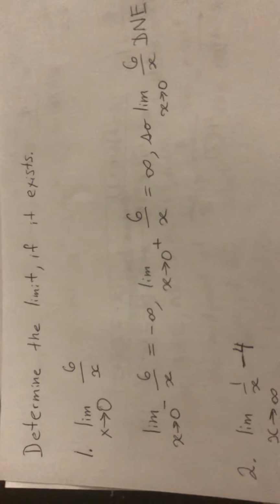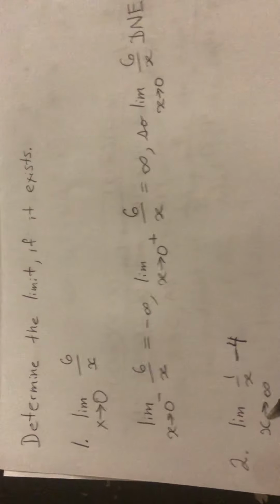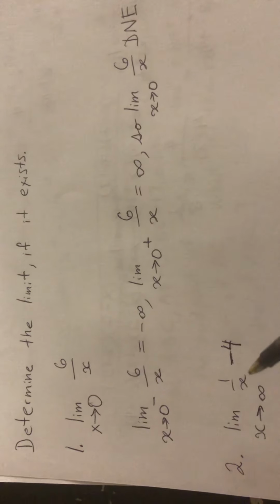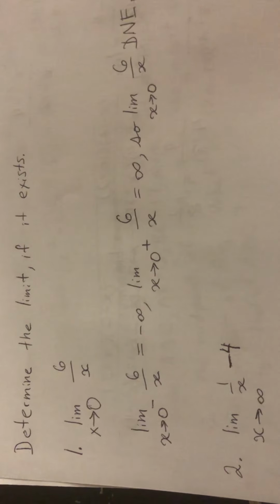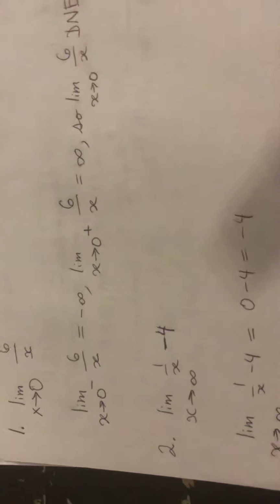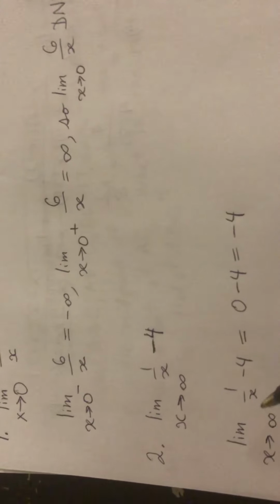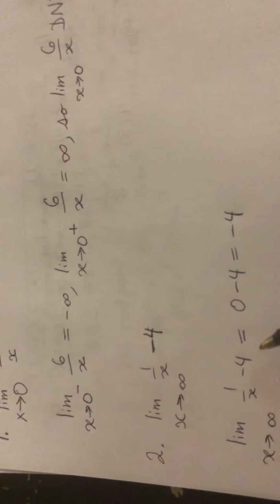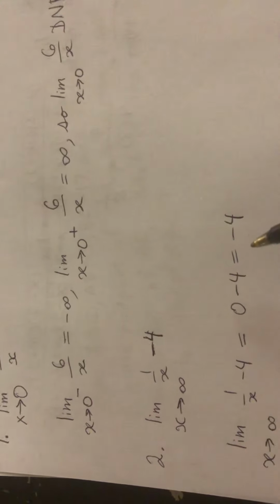Exercise 2. The limit as x approaches infinity of 1 over x minus 4. All right, pause the video, try this on your own. All right, let's do it. The limit as x approaches infinity of 1 over x minus 4 is equal to 0 minus 4, which is equal to negative 4.